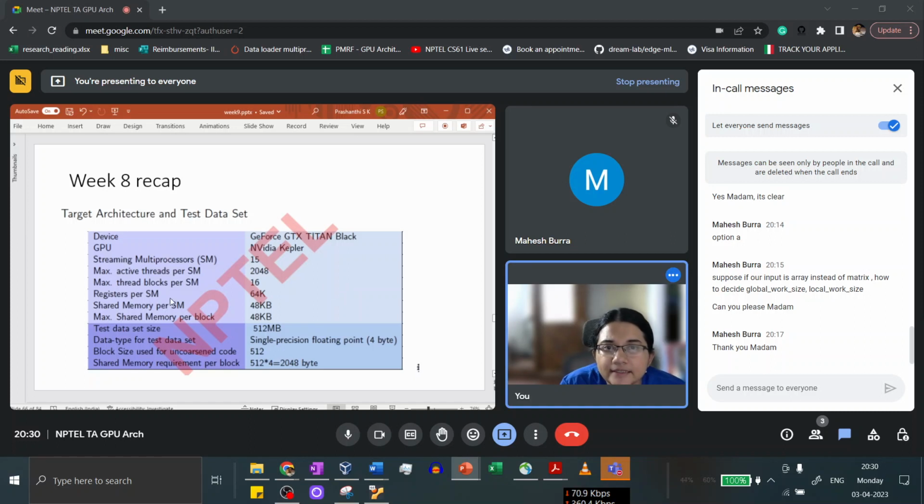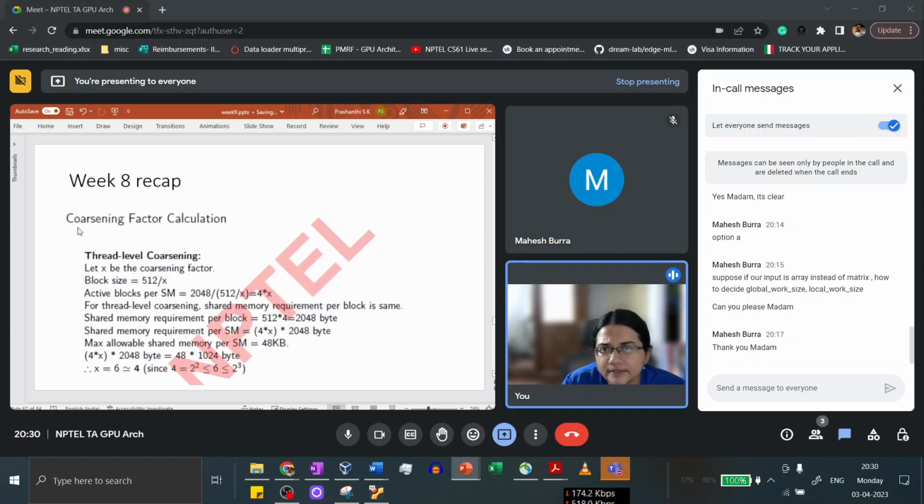So here on this GPU we have 15 SMs with max active threads as 2048, max threads per block as 16, registers per SM 64K, shared memory per SM 48 KB, max shared memory per block 48 KB. Your test data size is 512 MB and the data type for the test data set is single precision floating point, which is 4 bytes. Block size for the uncoarsened code is 512. Shared memory requirement per block is 512 into 4 bytes, 2048 bytes. So this is what's given to us. Notice that all of this is hardware specific and all of this is problem specific. So if you change the problem, all of this will change.